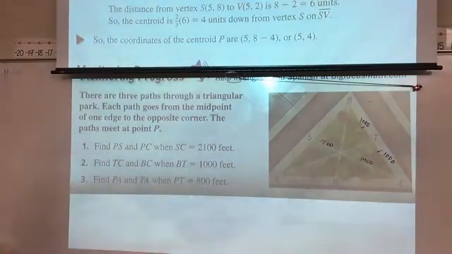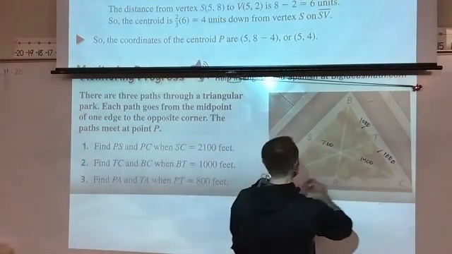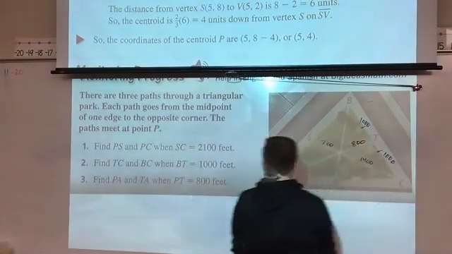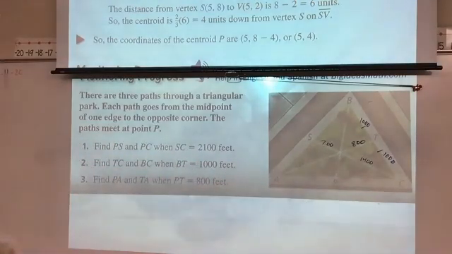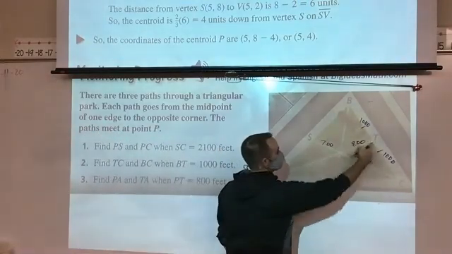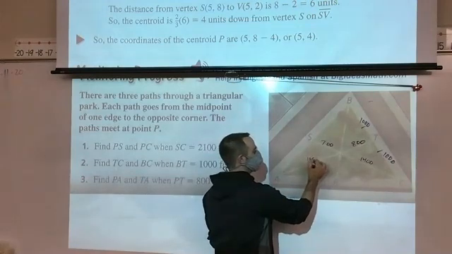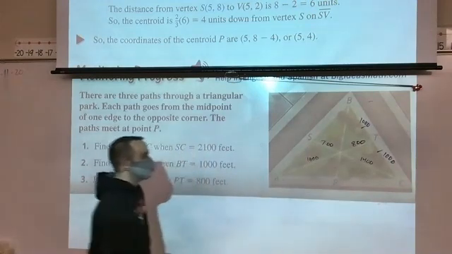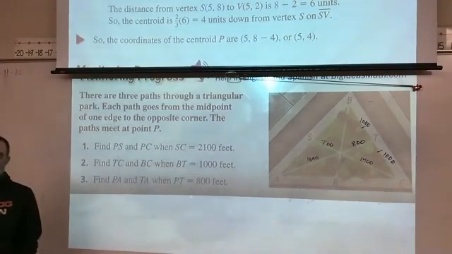So 1,000, 2,000. Now we're saying PT is 800, and we want PA and TA. PA is 1600 and TA is 2400. We know this is half of this, right? 1/3, 2/3. So this is 1,600. Add them together, TA would be 2,400. Good. Any questions on that or on centroid?